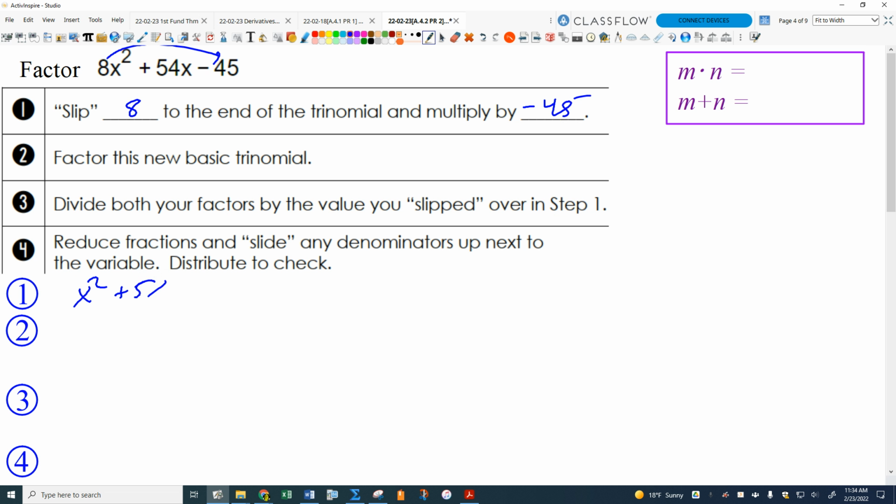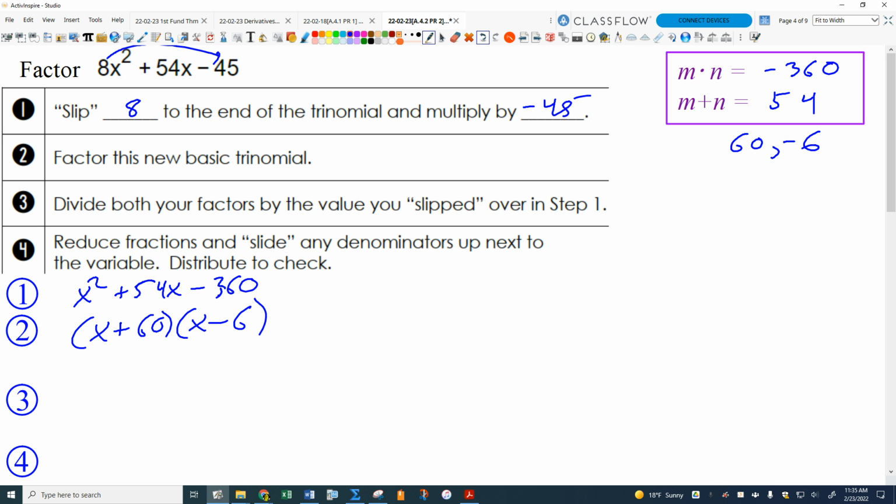Okay, good. X squared plus 54x minus 360. So my magic numbers have to multiply to negative 360 and add to 54. What are they? 60 and negative 6. Yeah, that's it. So we factor the basic trinomial, and we get x plus 60 times x minus 6.